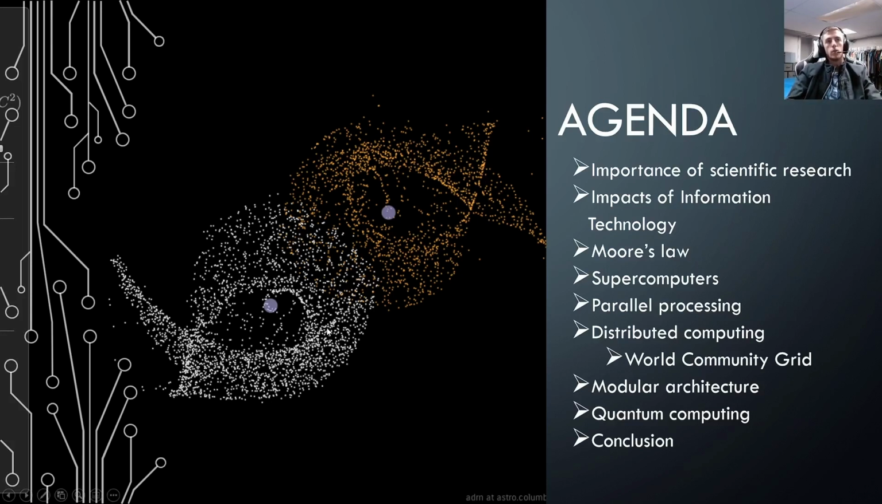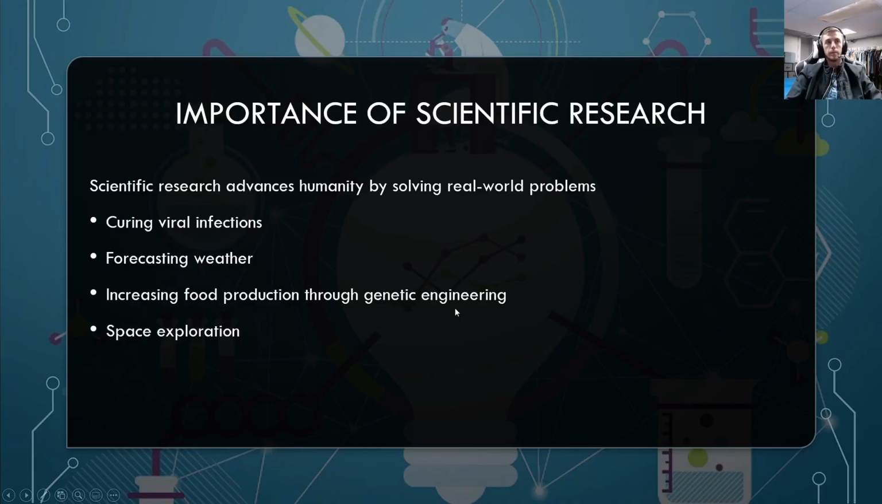So, on the image to the left, you see two galaxies merging together. Each dot represents a star within the galaxy, and to perform these calculations, it takes enormous compute power to calculate the movement of these stars when the galaxies combine. This is just one example of scientific research that IT systems aid in.